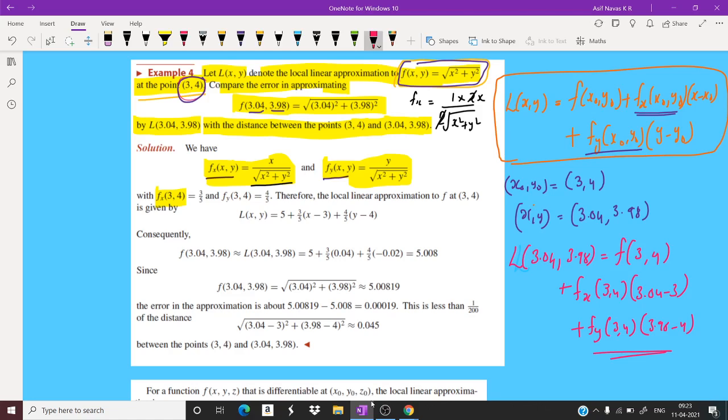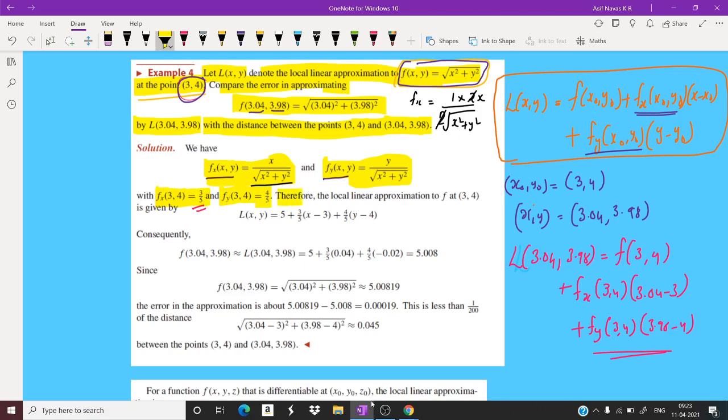So fx(3, 4): if I substitute 3 instead of x and 4 instead of y, you will get 3 by root of 3 square plus 4 square, which is equal to 3 by 5. Okay, so this is fx. Now fy(3, 4) is equal to 4 by 5.